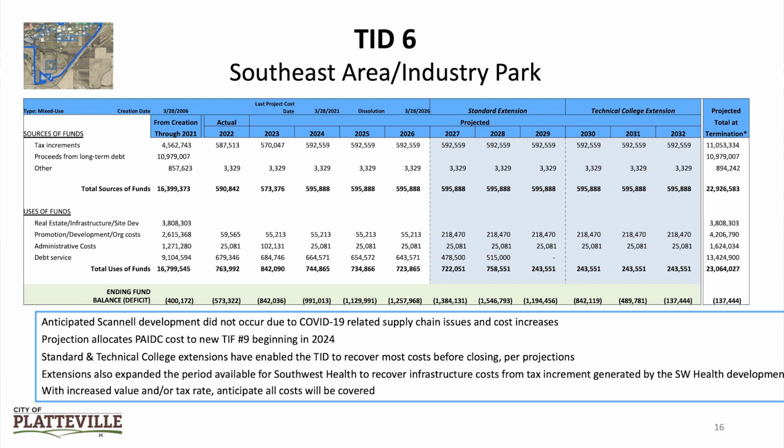So the extensions are extended years of time. So here's the standard extension, these 3 years. Here's the technical college extension. This is an extension of the time. And the standard extension is just an extension that can be requested of the Joint Review Board, and that they can consider and approve or deny, which they approved.